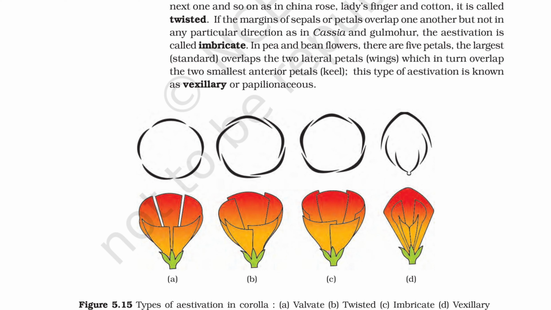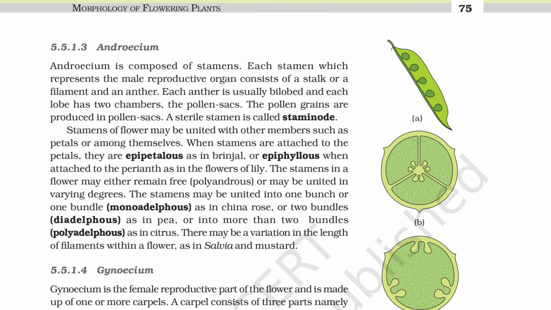In pea and bean flowers, there are 5 petals. The largest, standard, overlaps the 2 lateral petals, wings, which in turn overlap the 2 smallest anterior petals, keel. This type of estivation is known as vexillary or papilionaceous. Androecium.